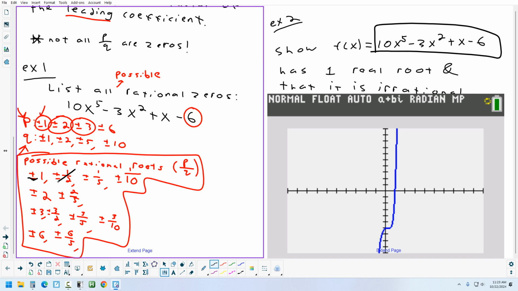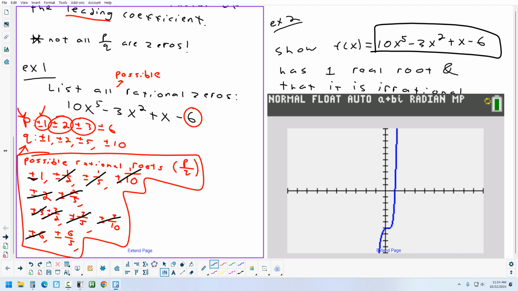Could it be positive or negative 1/5? No. That's even closer to 0, so no. Positive or negative 1/10? No, that's even closer. How about positive or negative 2? No, that one doesn't make sense. 2/5 is 0.4. No, that's even smaller than a half. 3 or negative 3? No, we're even further away. 3/2, that's 1.5. No. 3/5, that's 0.6. No, it's not. I mean, it's closer to 0.6, but I can still tell it's not at negative 0.6 or positive 0.6. 0.3. No. Positive or negative 6? No.